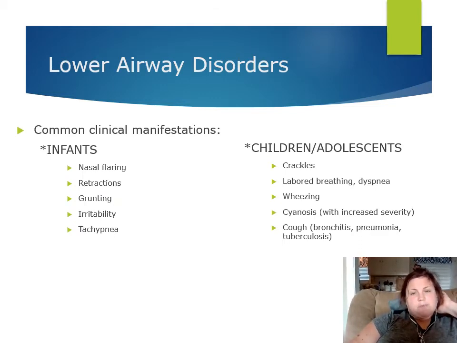So, most common clinical manifestations of lower airway disorders in infants: nasal flaring, retractions, grunting sound, irritability, and tachypnea, which is that elevated or rapid breathing rate. In children and adolescents, the most common things you're going to see when lower airway disorders are present include crackles, labored breathing or dyspnea, wheezing, cyanosis, and it can vary in severity, and then cough, which we see often like in bronchitis, pneumonia, and TB.